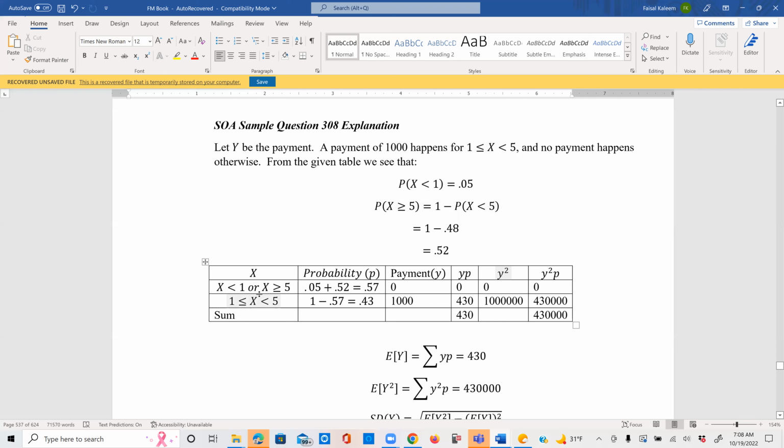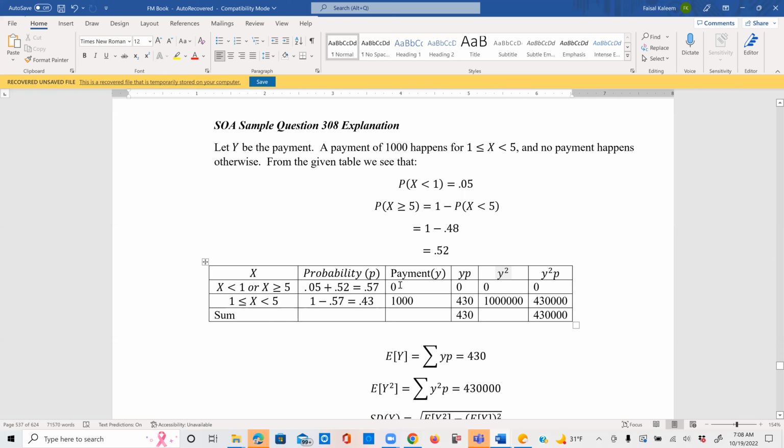And so now we know that when X is less than 1 or greater than or equal to 5, the probability of that part is this 0.05, that's for less than 1, and the 0.52, that's for greater than or equal to 5. So that probability is 0.57. And therefore, this will give the probability of X between 1 and 5, which is the complement of the previous row. So that would be 1 minus the probability of the previous row, which is 0.57. And so 1 minus 0.57 gives us 0.43.